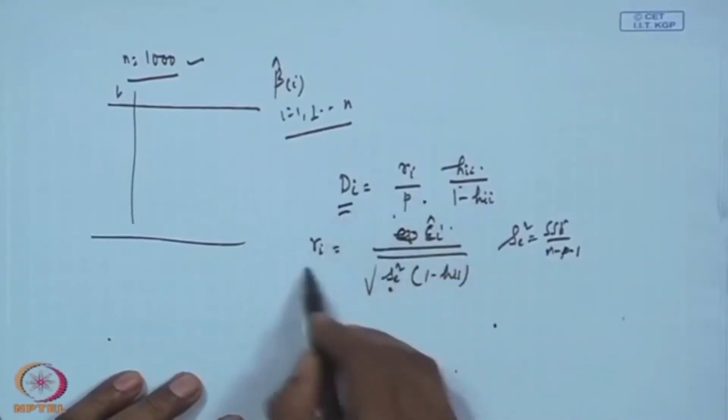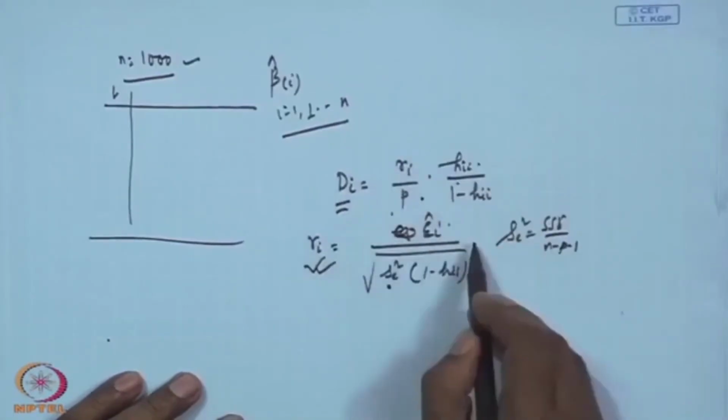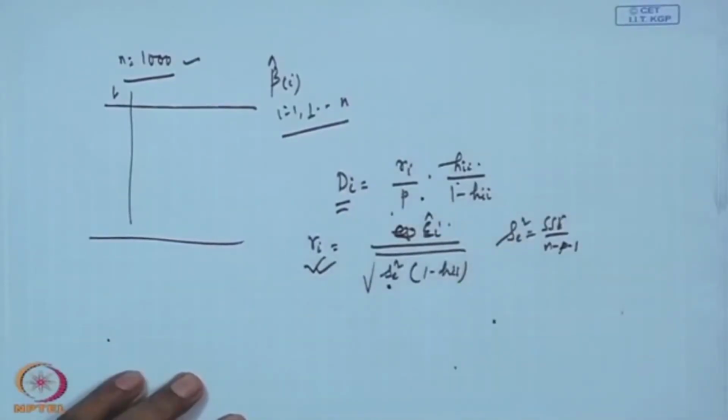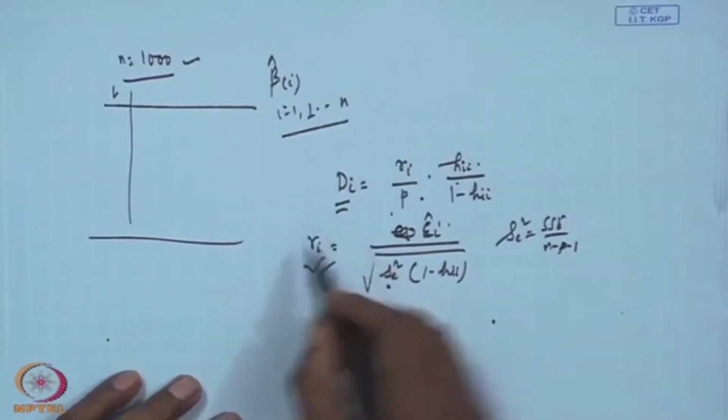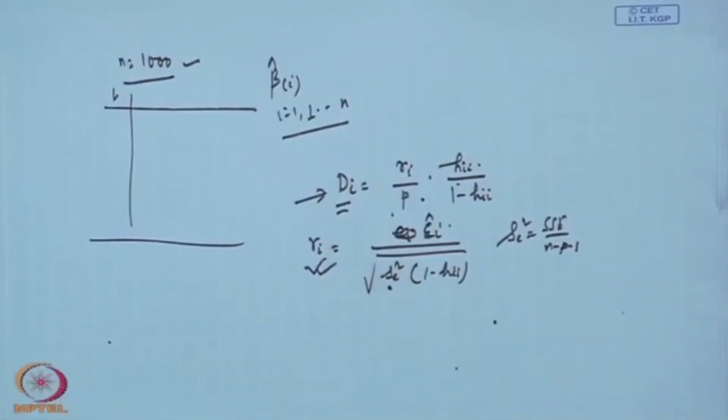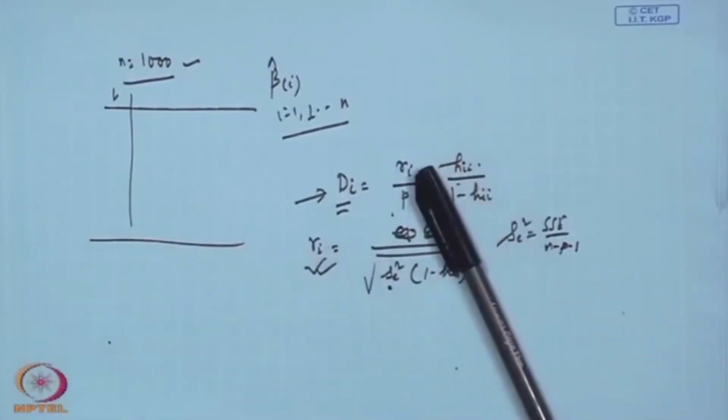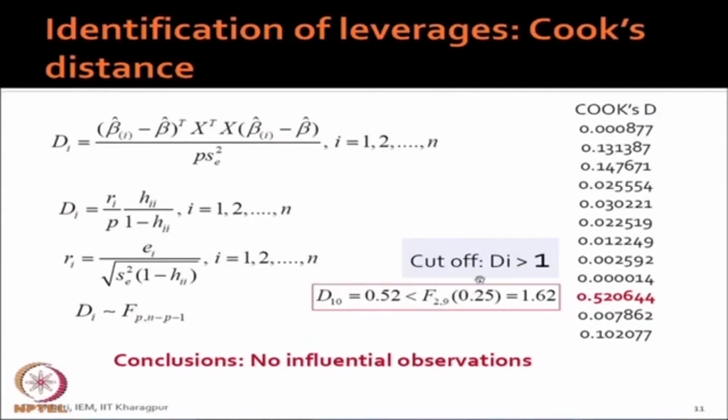Now, put this Ri value here and find out this value, and then you say whether it is significant. You measure the distance and using F distribution you find out. Now, the cutoff value: Cook has given that if Di is greater than 1, then the observation is basically significant.